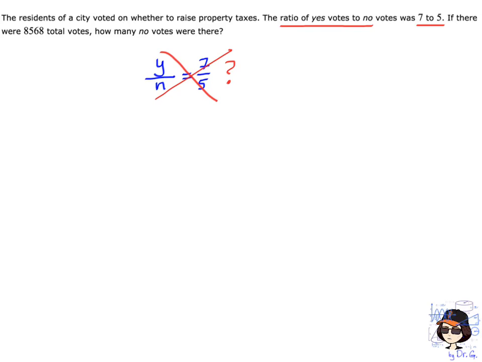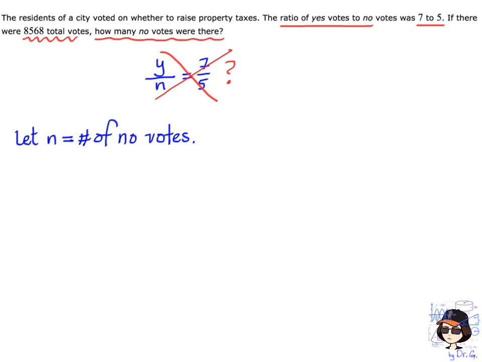Like with any word problem, we're going to first define our variable, and then see if we can get everything in terms of that variable. So to define the variable, we look for what it is that we're asked to find. We're asked to find how many no votes there were. So that's the variable I'm going to define. I'm going to use n, and I'm going to write down, let n equal the number of no votes.